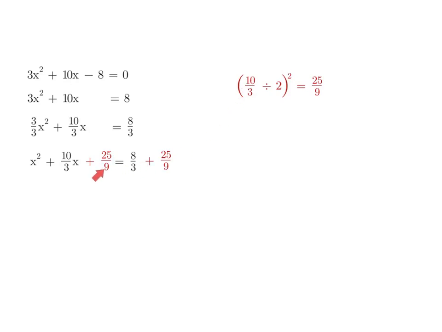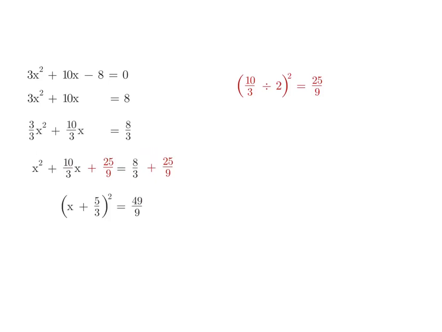Or if you don't remember that, you can just take the square root of this again. Square root of 25 is 5, square root of 9 is 3. Okay, so my binomial is x plus 5 thirds squared. And then you have to be able to simplify 8 thirds plus 25/9, which is 24/9 plus 25/9, which is 49/9. So when I've converted it into binomial squared form on the left, I've simplified the fraction on the right, and we're going to be in a position to solve using the square root property.